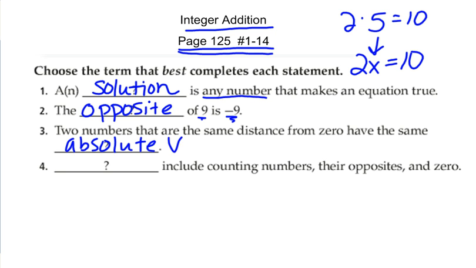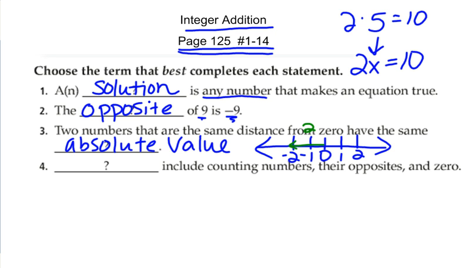Absolute value, because the definition of absolute value is just the distance from 0. So let's say we have our little mini number line. We have a 0, we have a 1, we have a 2. Now we have a -1 and a -2. What this means is that the distance from 0 to -2 is 2 units. The distance from 0 to +2 is also 2 units. So they have the same absolute value. It's just distance from 0.